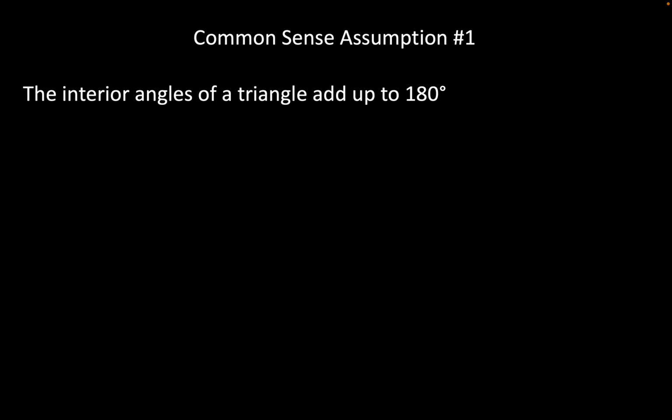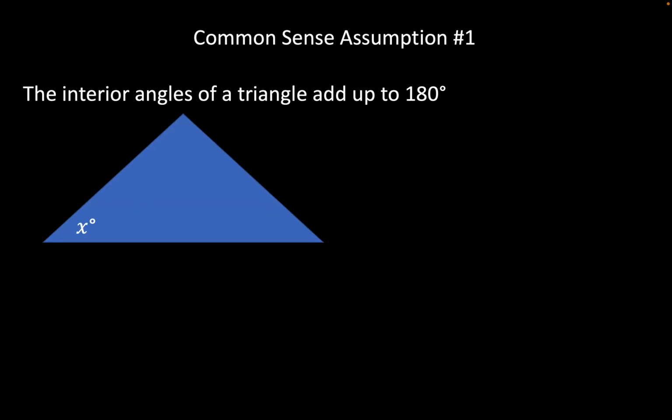So common sense assumption number 1, by the way, this is on that note guide, which I think is on the PDF attached, is that the interior angles of a triangle add up to 180. We've talked about that already. So again, x, 2x, and x plus 20.